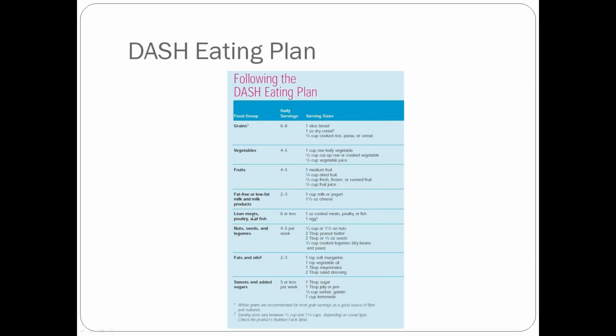And when we look at lean meats, poultry, and fish, they recommend 6 or fewer servings per day, but they are suggesting a serving is 1 ounce of cooked meat, poultry, or fish. Historically, we were taught that a serving is 4 ounces, but according to the DASH eating plan, 4 ounces would equal 4 servings. So keep that in mind when teaching your patients about the DASH eating plan.